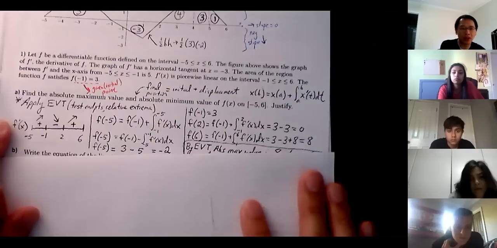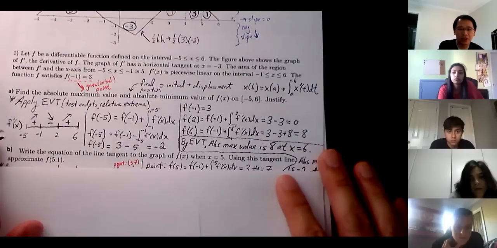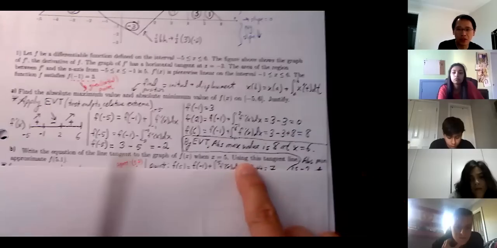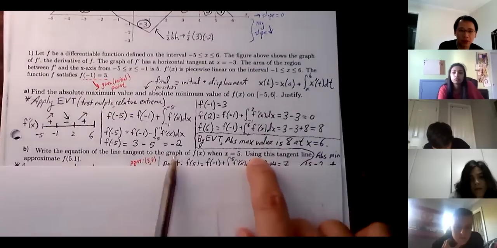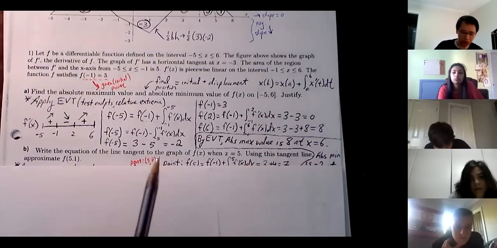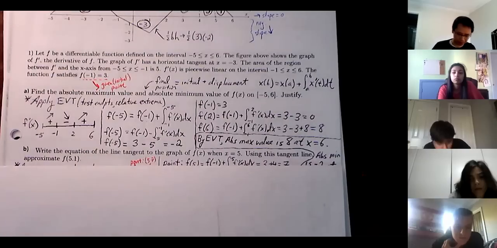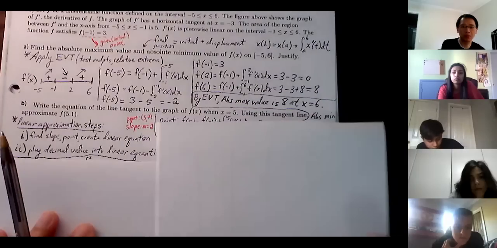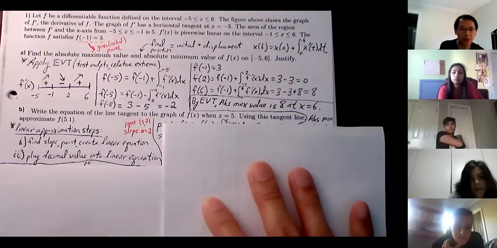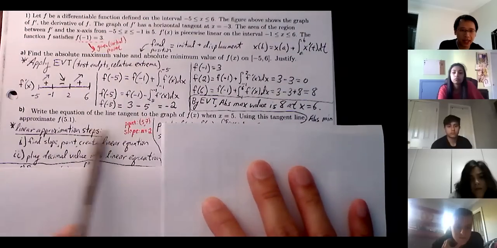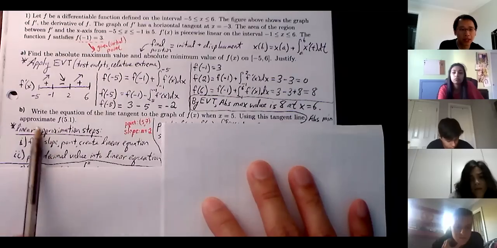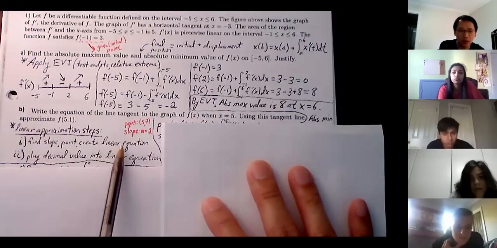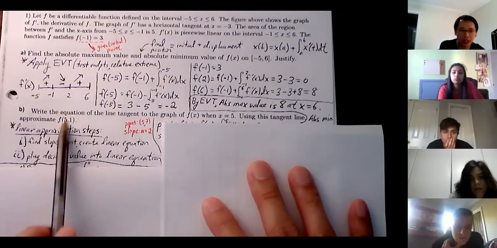All right, part B. Write the equation of the line tangent to the graph at x equals 5. Use this tangent line to approximate f of 5.1. Okay, want to make sure that we know our steps here for linear approximation. Your first step is just trying to get that linear equation, right? Don't overcomplicate this. We're just going to find our tangent line equation. And once we have that, then we can plug that decimal into the x.